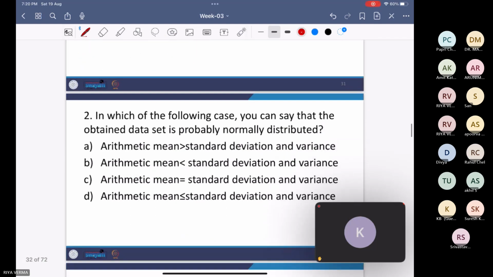Next, in which of the following cases you can say that the obtained data set is probably normally distributed?